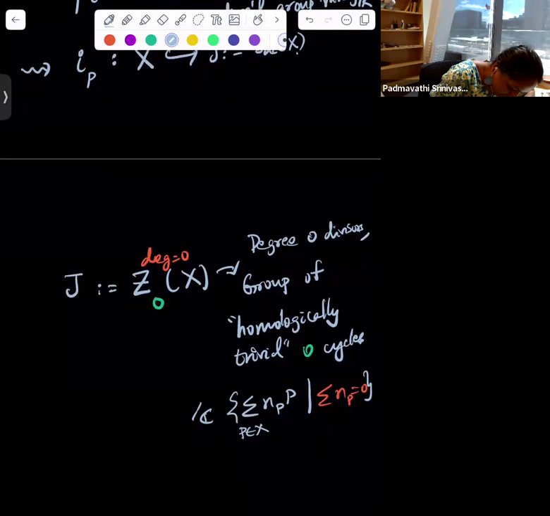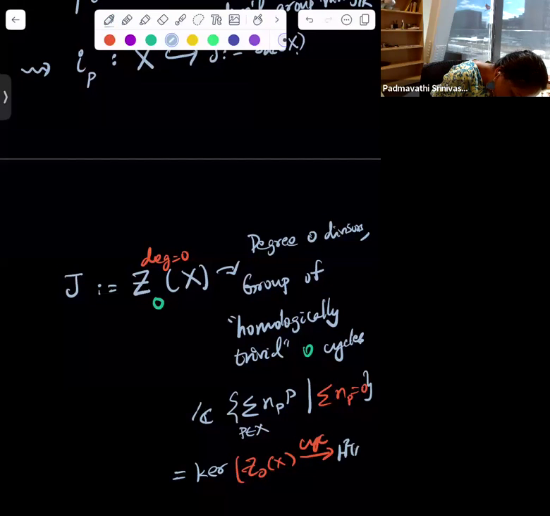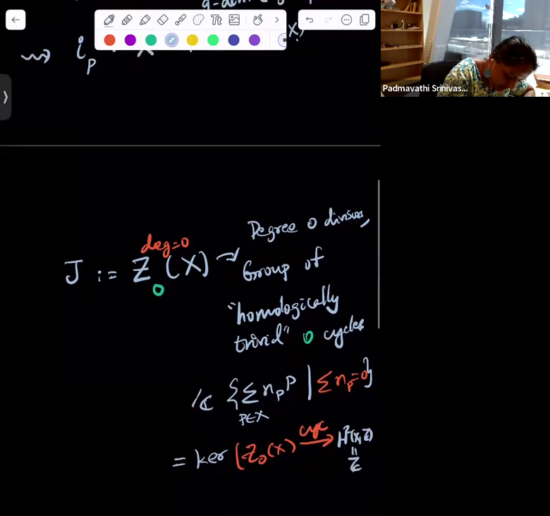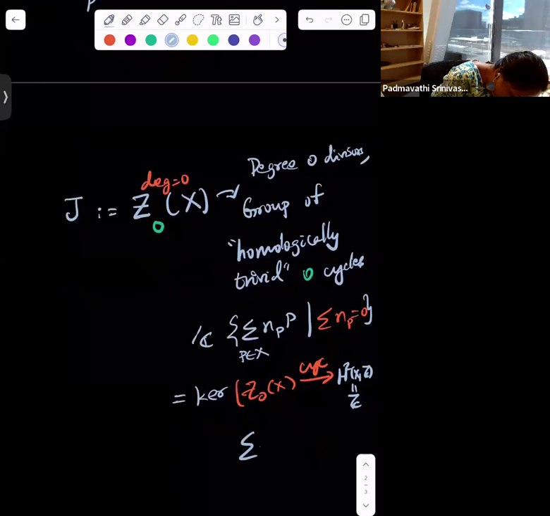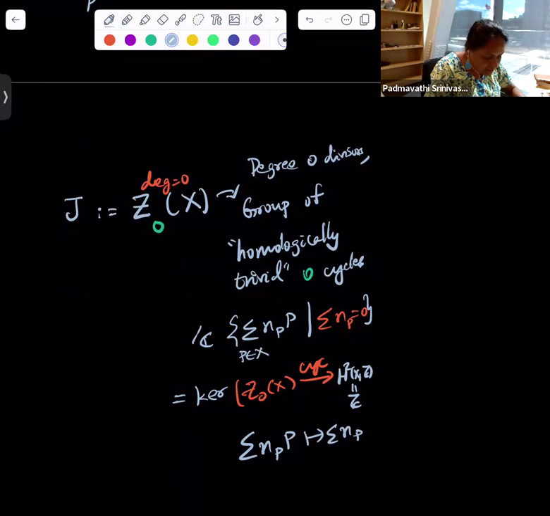Or you could say this is the kernel of the degree map, or the cycle class map, from Z0(X) to homology, which in this case is just Z. Right? So we're sending some sum of n_P times P to just the sum of the weights. So that's a canonical group you build out of points on the curve.